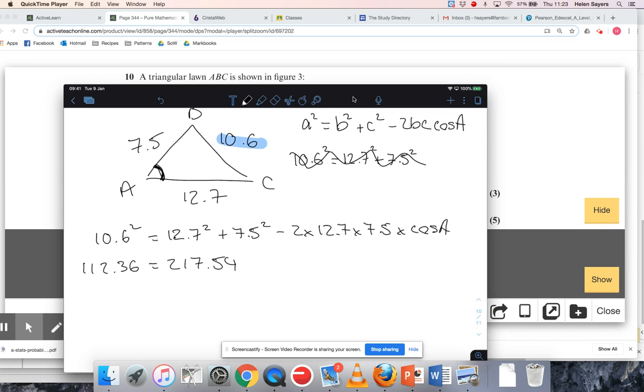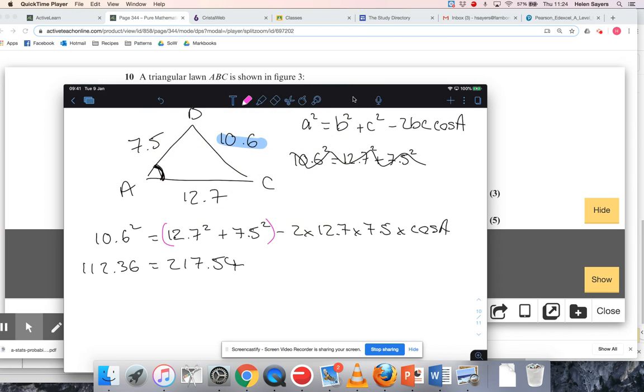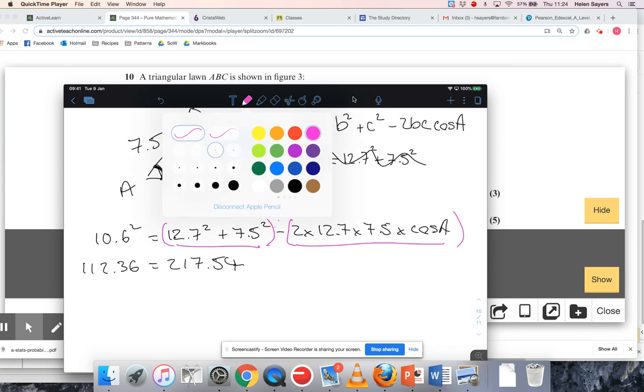12.7 squared plus 7.5 squared is 217.54. And actually, normally when I see people make mistakes with cosine rule, it happens here. So I think they treat this as though they're sort of multiplying those things together, which is not the case. Just get a small eraser so I can get rid of those. Okay, so that's not what you're doing there. You are doing this, subtract all of this.